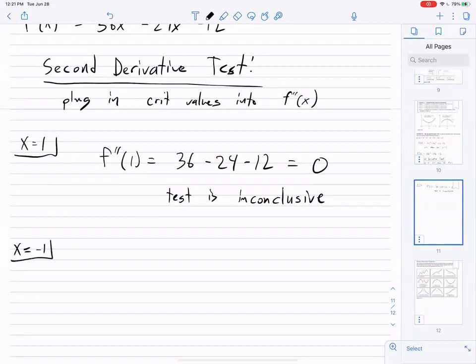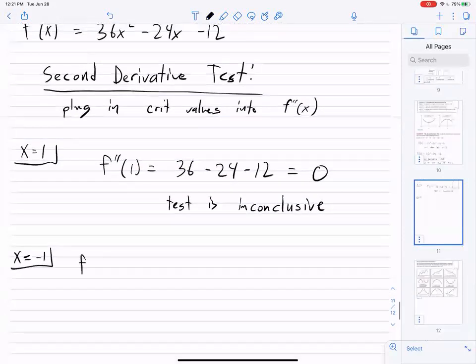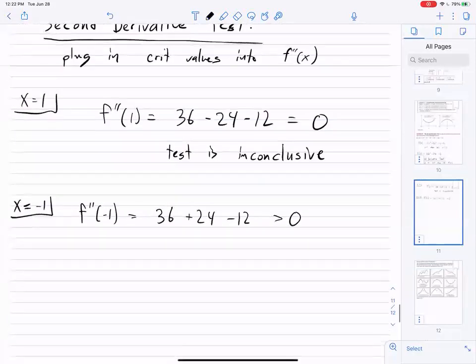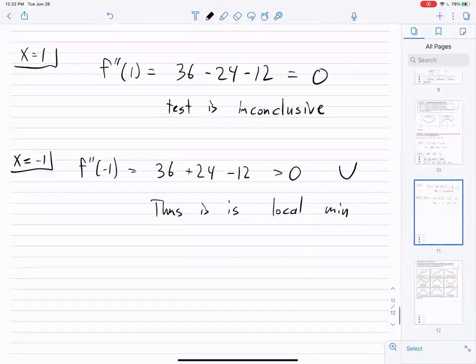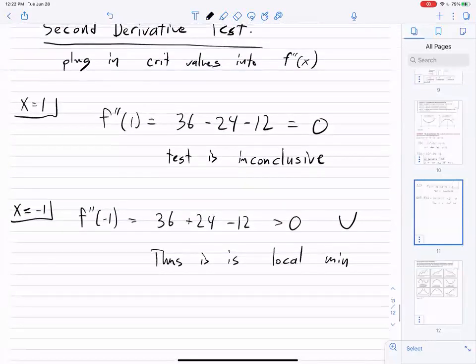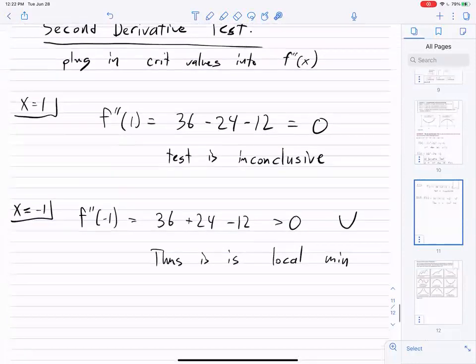But for x equals -1, we can do it really quickly. F double prime of -1 is 36, and then it'll be plus 24 minus 12, which is greater than 0. And so because it's concave up, thus it is a local min. So that's how we use the second derivative test. It's just a quick way to test whether a critical point is a local max or min, although it does have its pitfalls because sometimes the test is inconclusive.